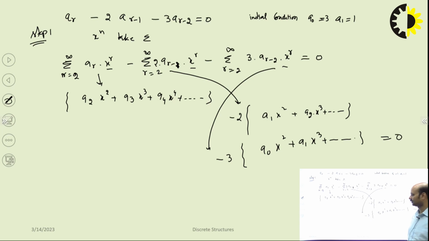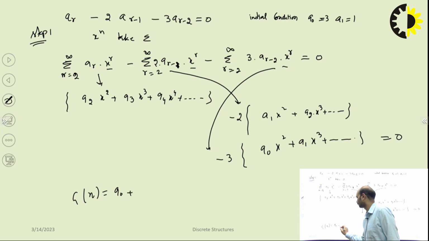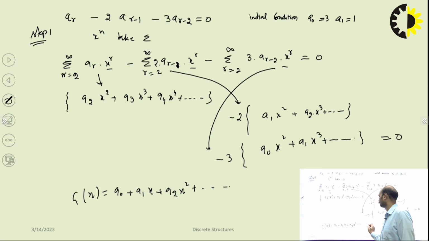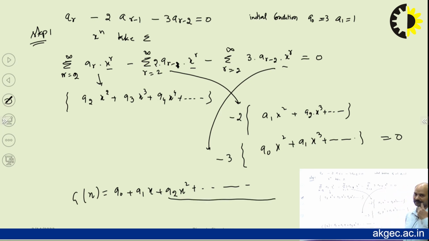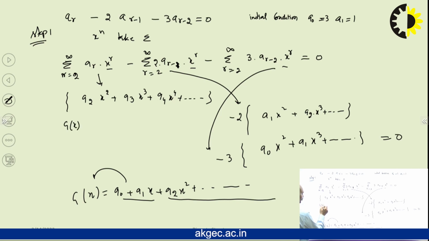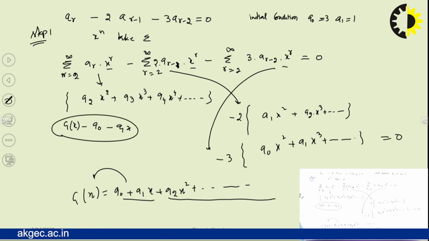We know that our generating function, that g(x) is equal to a naught plus a1x plus a2x square and so on. So we must know that a naught x square, the following terms are already covered in this particular equation. So we can write this, take this side, then what will we get? That g of x minus a naught minus a1 of x. So we substitute this particular equation.